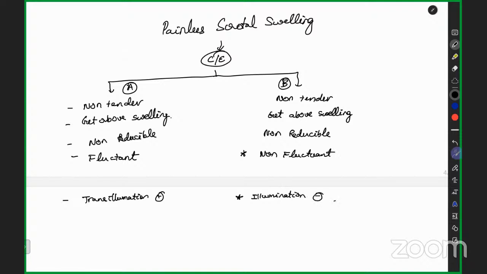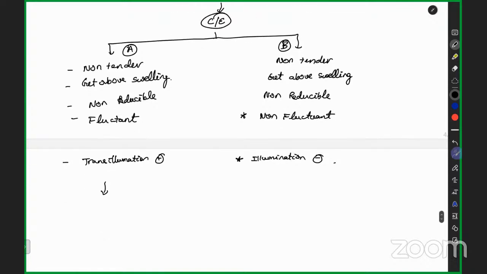Okay, so when you're going to have such a typical case, a fluctuant, trans-illuminant, non-reducible, non-tender, painless scrotal swelling, then the answer is going to be hydrocele. If you are going to have a non-fluctuant, non-illuminant, no trans-illumination, non-reducible, gets above the swelling, non-tender, painless scrotal swelling, then it is going to be a solid mass.